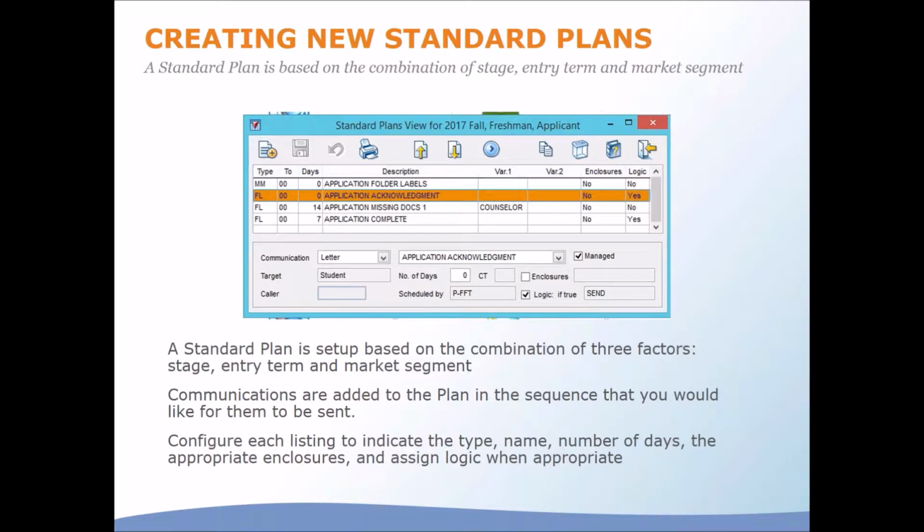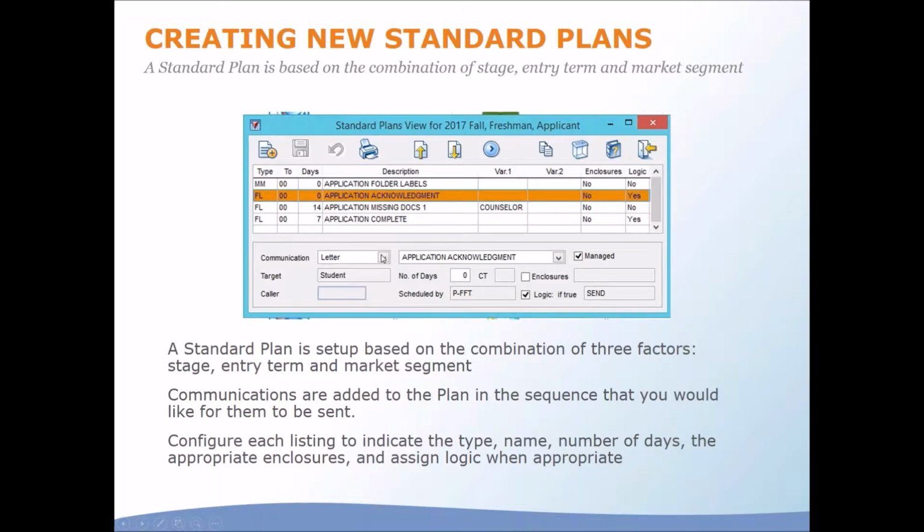And probably entry term is going to vary to some degree, although it's probably predictable that you have a fall 2017 entry term and a fall 2018 entry term. But the stages are hard-coded in Recruitment Pro. So there's 6 stages, and this one happens to be the stage 300, which is the applicant stage. So you can see in this slide it says that a standard plan is set up based on the combination of 3 factors: stage, entry term, and market segment.